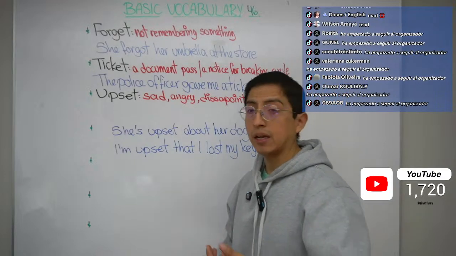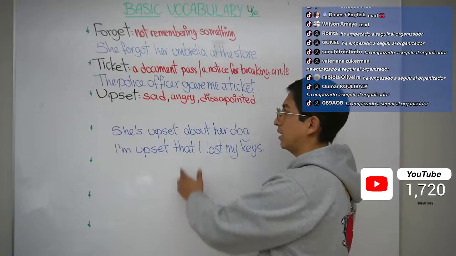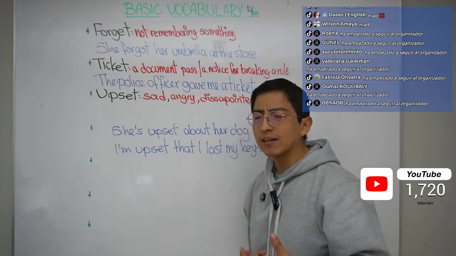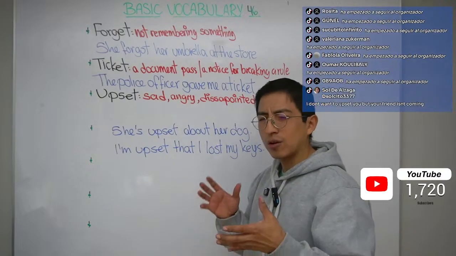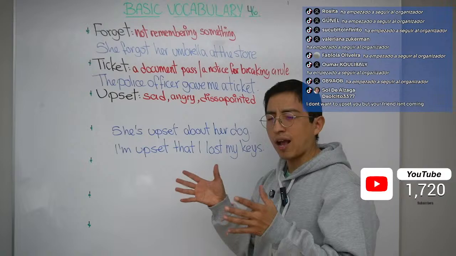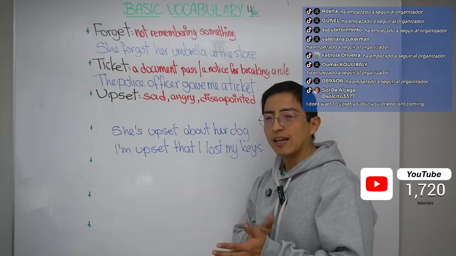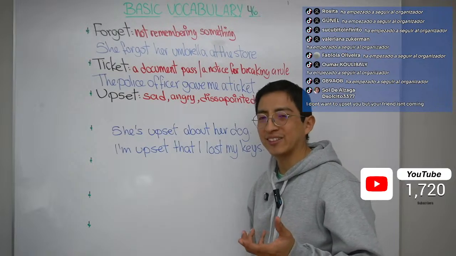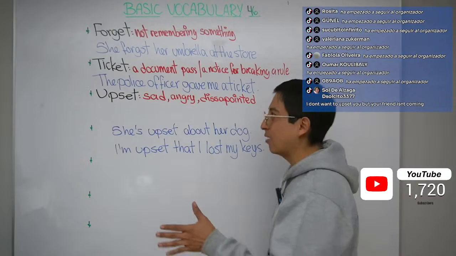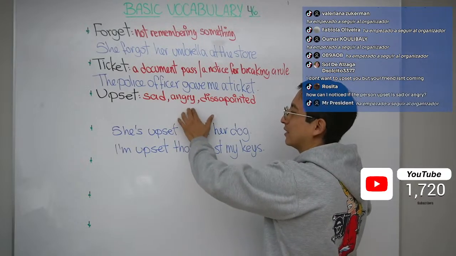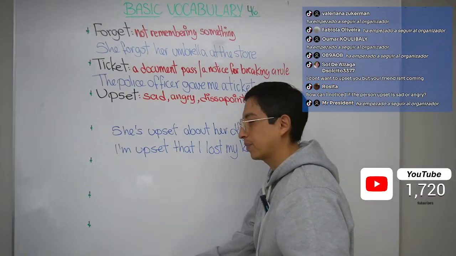Yes, I'm upset I lost my keys. In this case, we're going to use the second meaning, no? I'm angry. It's like I'm angry with myself, right? Like, hey, you're so stupid. How did you lose your keys? Come on, you're not a little boy. Why are you doing that? So in that case, that would be the second meaning, okay? I'm upset or I'm angry.